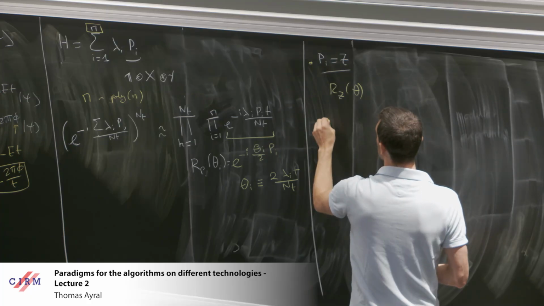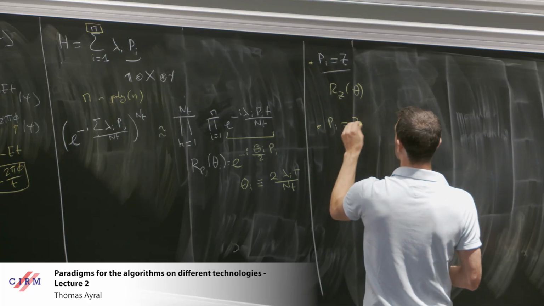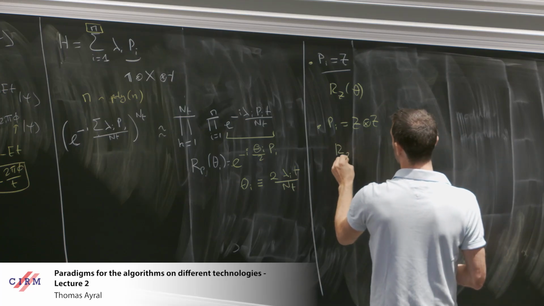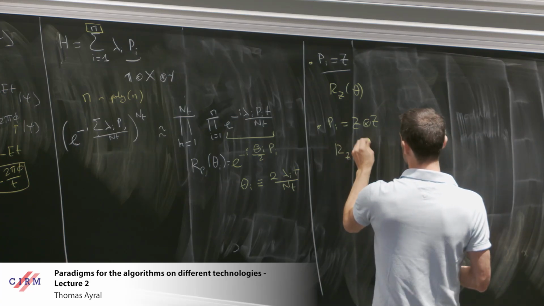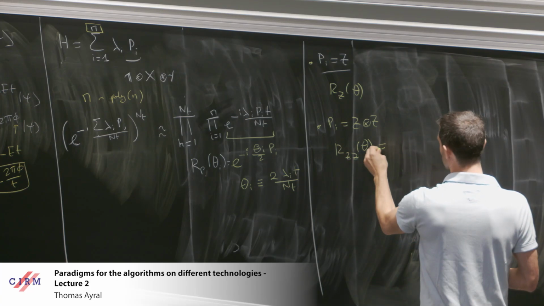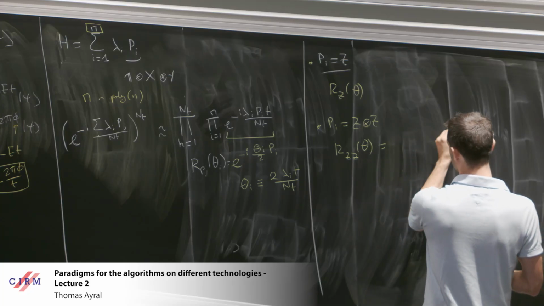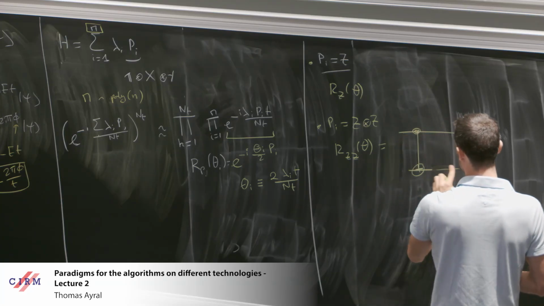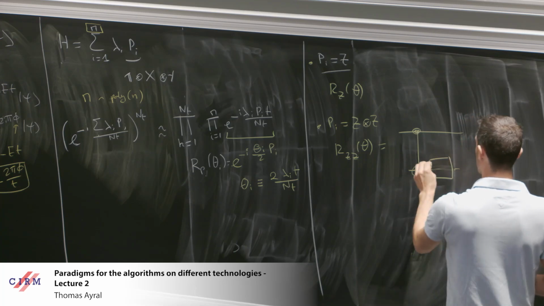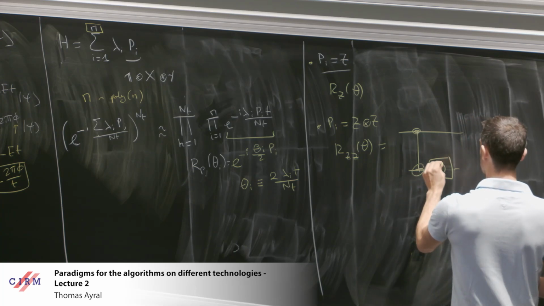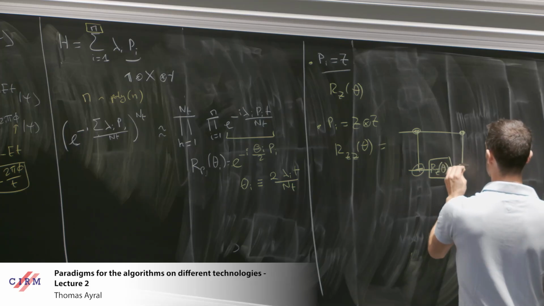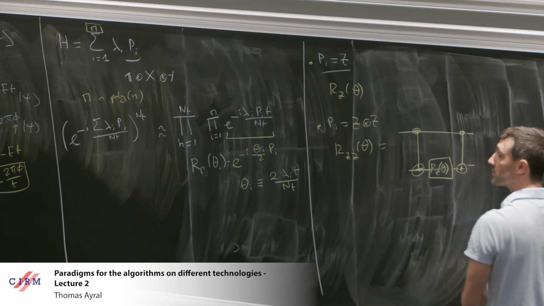Now, a more interesting case would be P equals ZZ, like that. So this is what I can call RZZ of theta. And in fact, it's quite easy to show that there's a simple circuit to do that, which looks like that. So you do a CNOT, then you do an RZ rotation of theta, and then you do another CNOT. And this will do the trick.